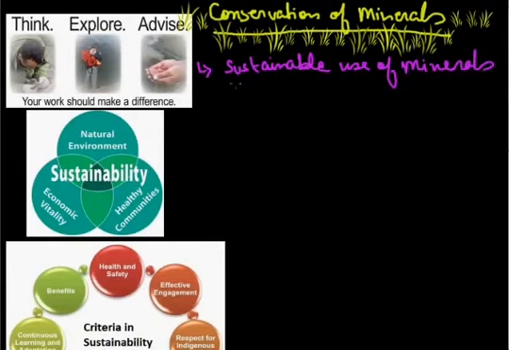Sustainable use of minerals. Sustainable use of minerals means we have to use minerals in such a manner that, three points come here, we use the minerals without harming the environment. And the second and most important thing is that we have to keep these minerals for our future generation also, because they also need these minerals, so we have to leave them for future generations.